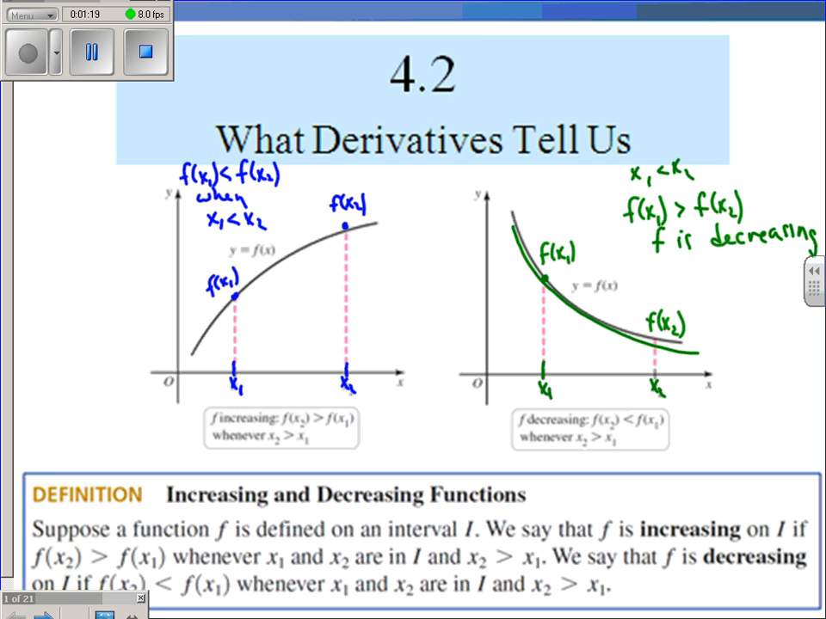Okay, so you're looking at the leftmost x versus the one to the right. If the y values are getting smaller as the x's are getting bigger, it's decreasing. If the y values are getting larger as the x values are increasing, then we know that the function's increasing.